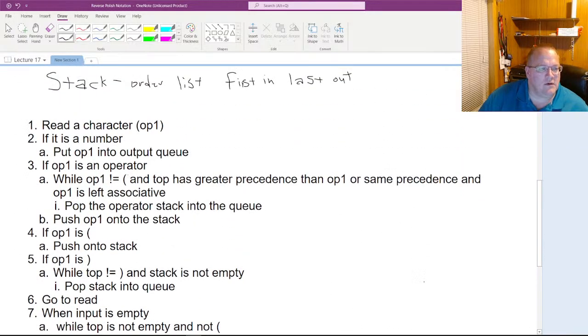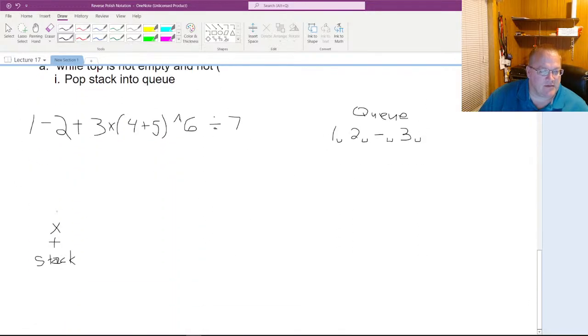Is that right? Oh, no, it's not an operator. So we'll skip that part. But op1 is an open, a left parenthesis. So we're going to just push that onto the stack, right onto the stack. We don't even have to get to that while loop.